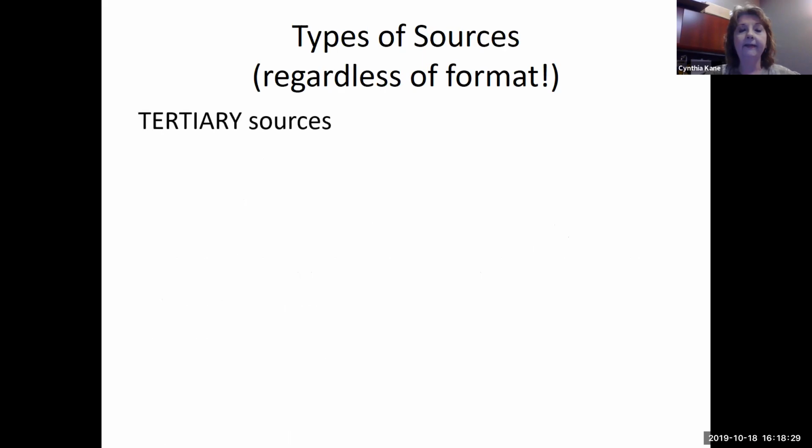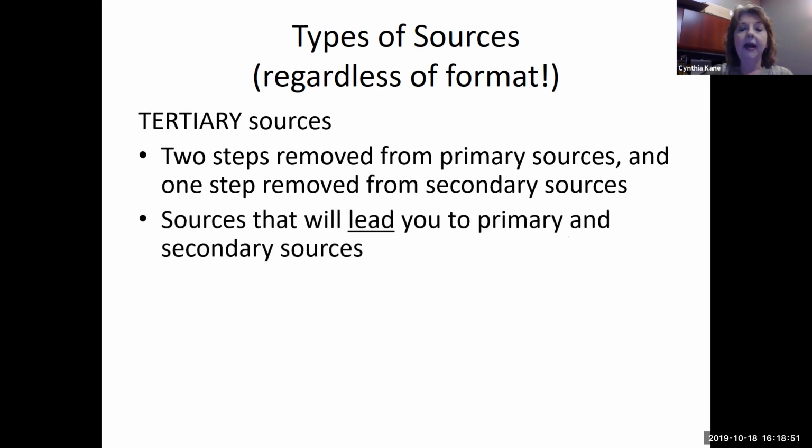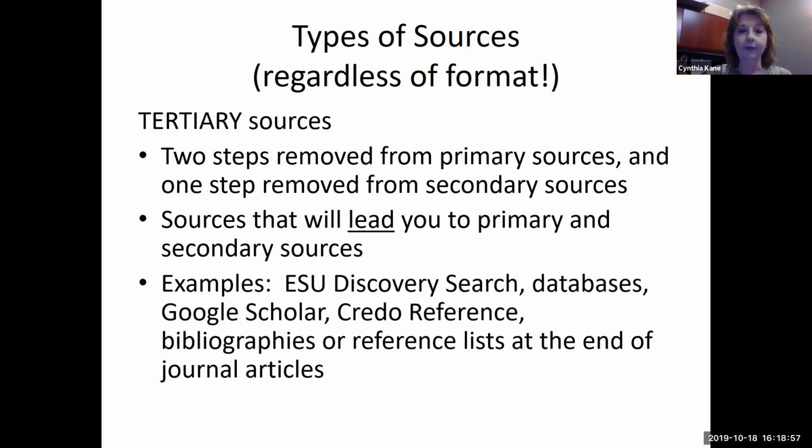Finally, this is one that you may not have heard of. This is the concept of a tertiary source of information. So we have primary, we have secondary, and now we have tertiary sources of information. Tertiary sources can be thought of as two steps removed from primary sources and perhaps one step removed from secondary sources. A tertiary source is a resource that will lead you to primary and secondary sources.